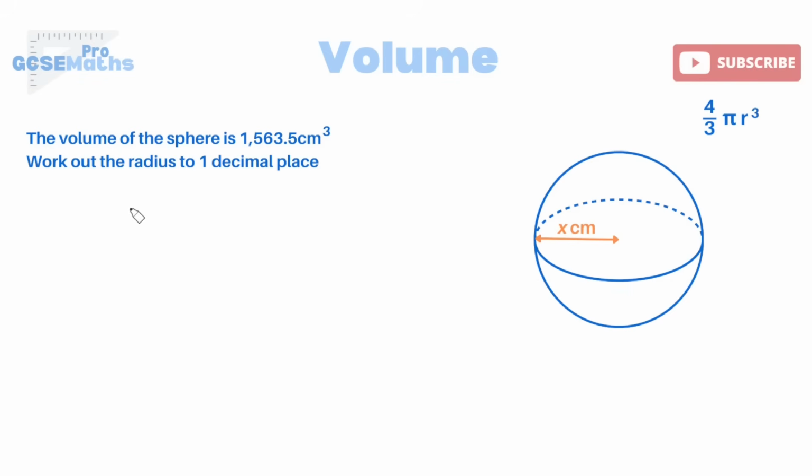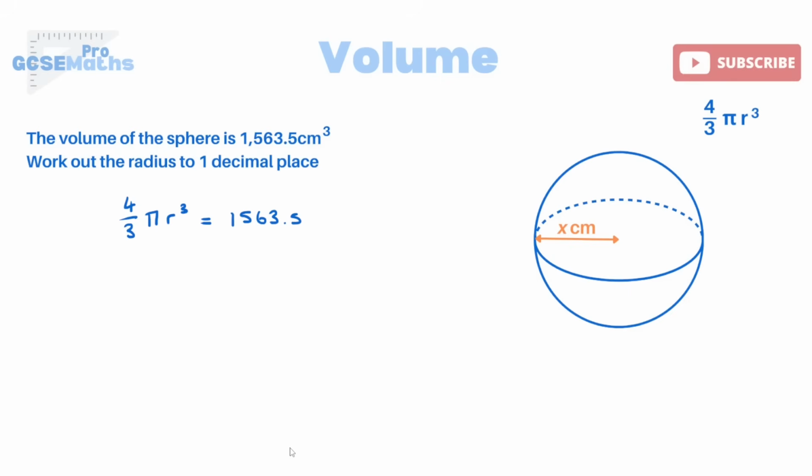So use your formula, and take it from the formula sheet if that's where you've got it from. 4/3 pi r cubed. I don't know the radius, you could insert x instead if you like, but it's up to you. And then just put that equal to the number that they've given you, 1,563.5. Now I've got a complete equation. The only letter that I don't know is r, and that's what I'm trying to find out.